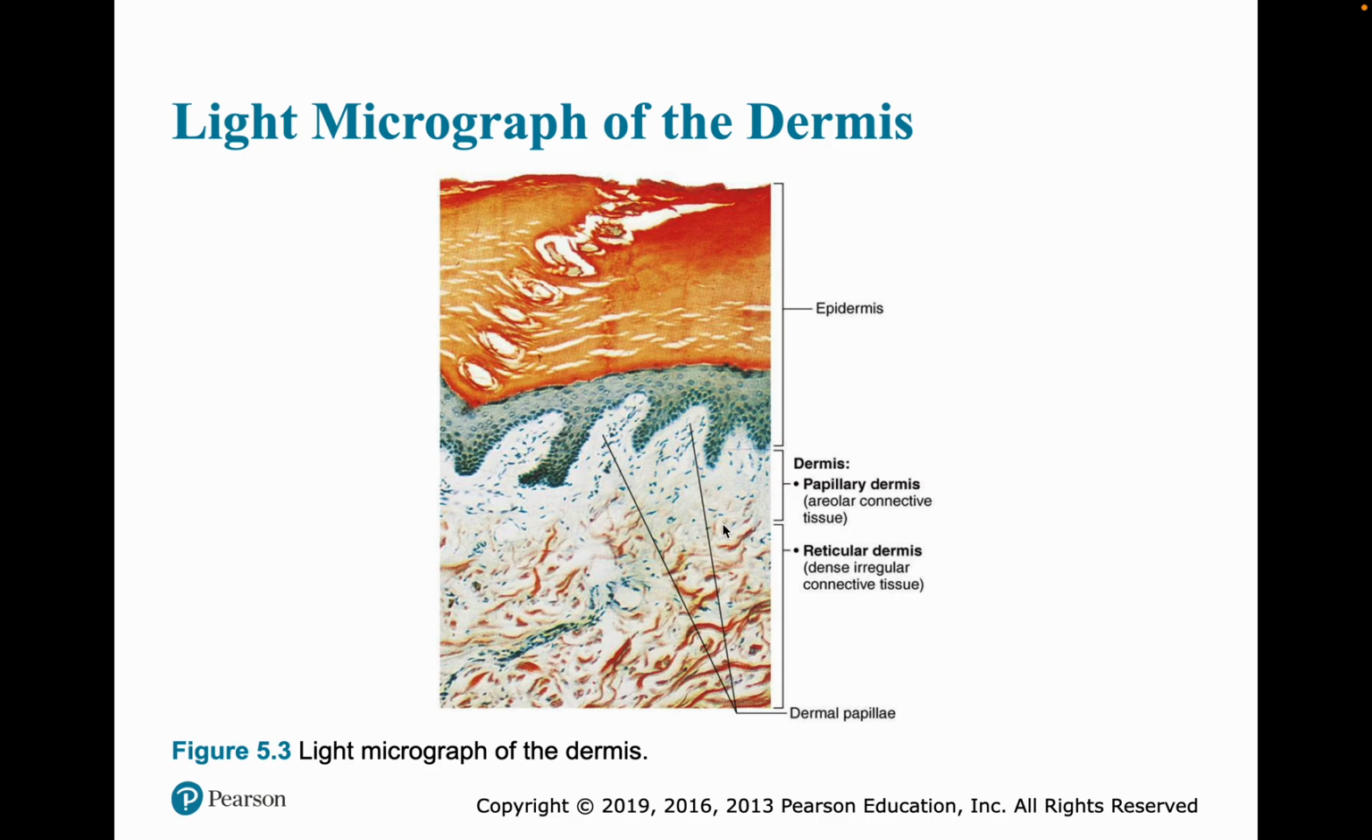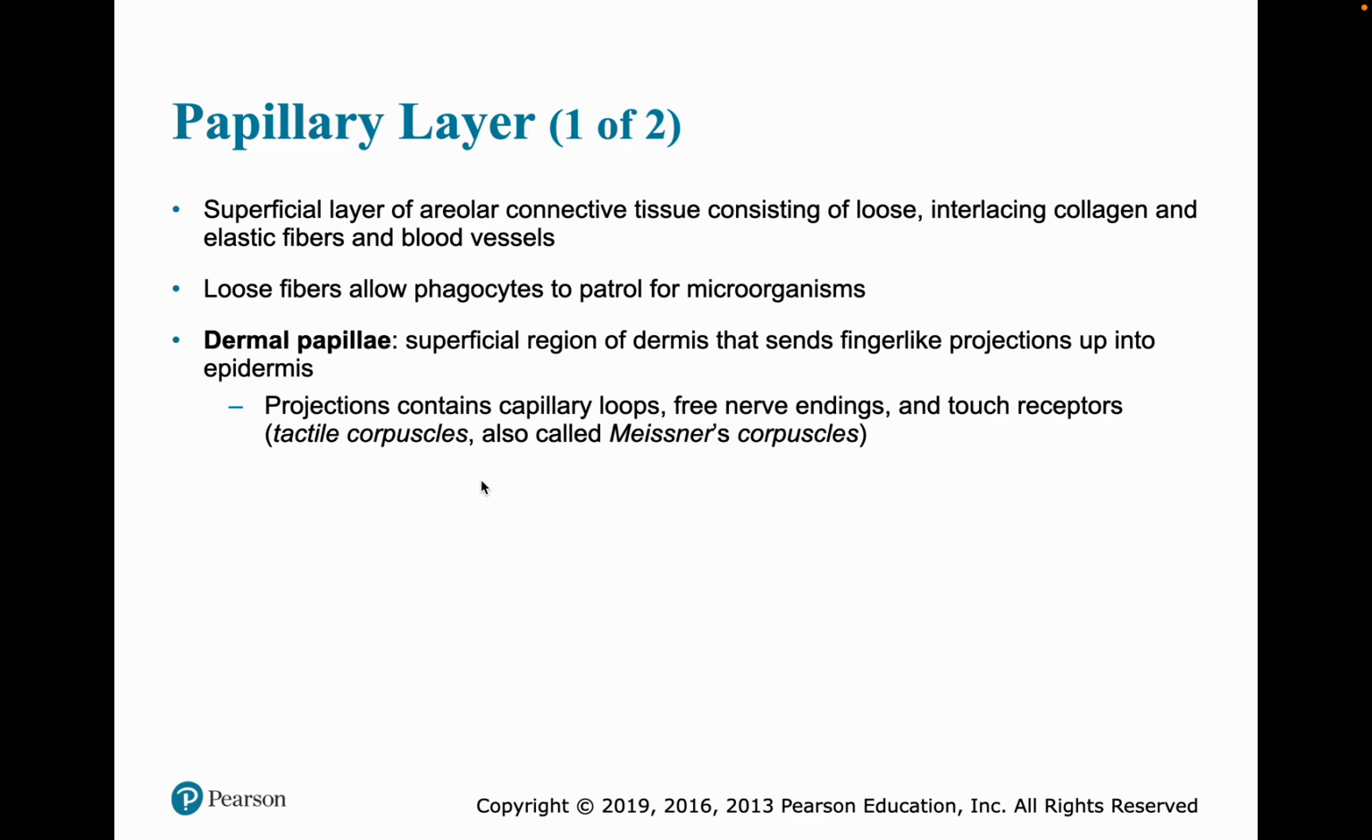And you can see the difference in staining patterns between this lighter blue and these darker orange collagen fibers. And you see the papillary layer moves up into the epidermis in what appeared to the first anatomists as the wings of a butterfly, and that's actually where the name papillary comes from. So that superficial layer of areolar connective tissue is loose, interlacing collagen and elastic fibers along with blood vessels. Those loose fibers allow phagocytes, like macrophages, to patrol for microorganisms.